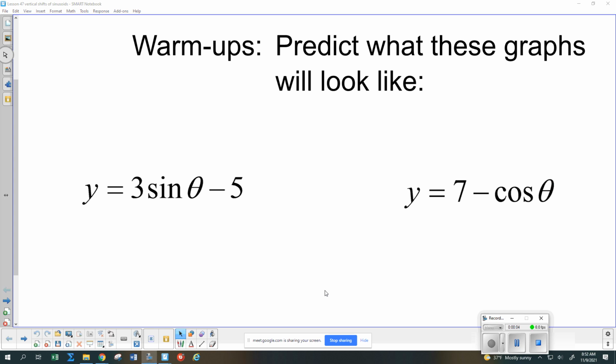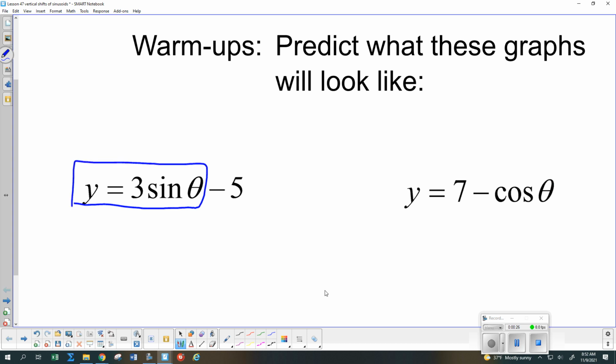As we start lesson 47, we're going to be talking about graphs of equations that look like this. So I put these up and asked you to think about, based on what you already know on functions or on graphs, you know how to graph y equals 3 sine theta. Now, what happens with that minus 5 tacked on at the end, Molly?